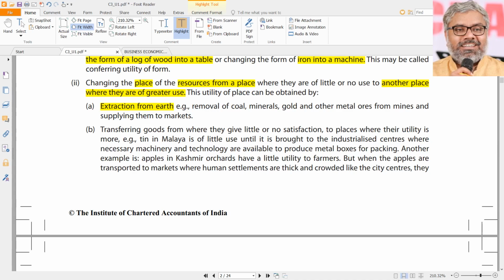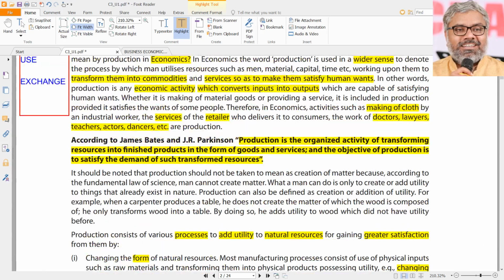That is place utility: transferring the goods from where they give little or no satisfaction to the place where the utility is more. Once again, here I would not generally think about satisfaction. Satisfaction is only one word there; it is used more in economics. Satisfaction cannot be considered from the human wants and needs point of view. It has to be considered, once again, from the exchange value point of view.